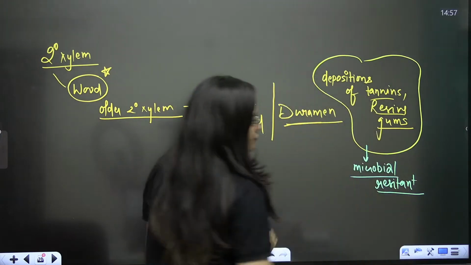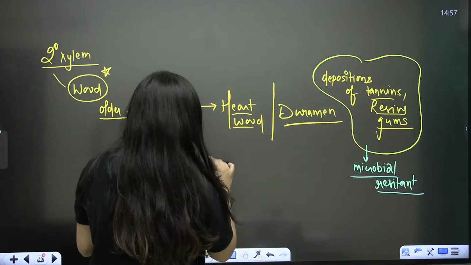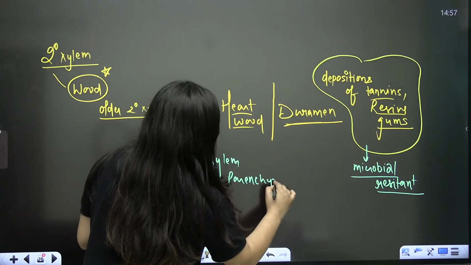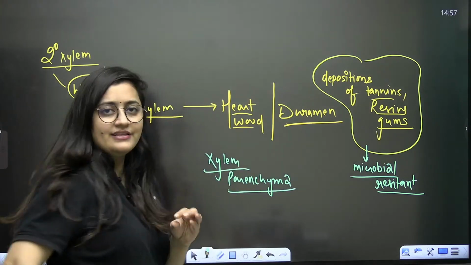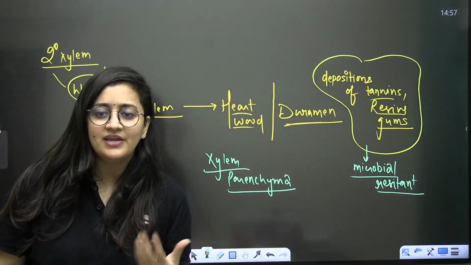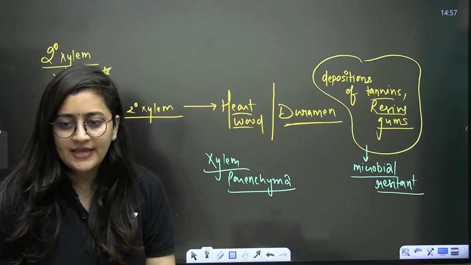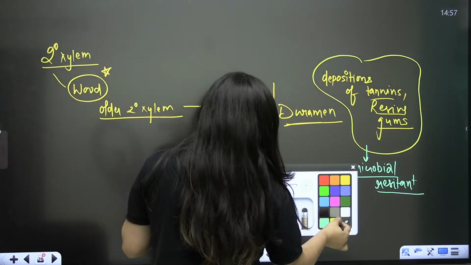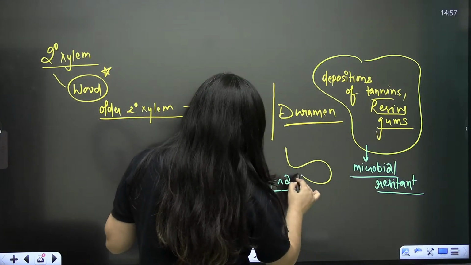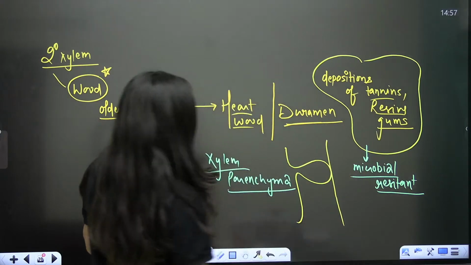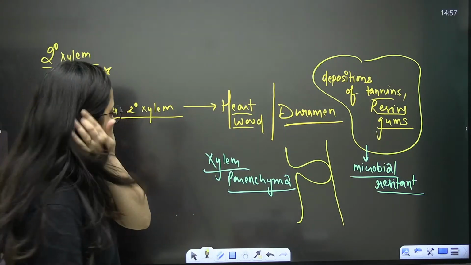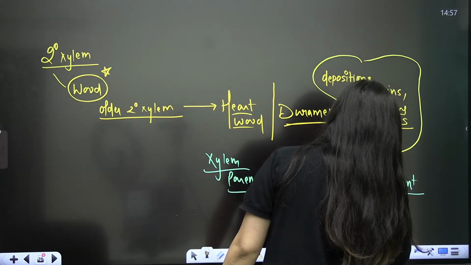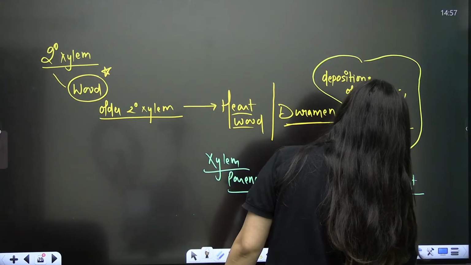And with time, what is going to happen? You know that in xylem we have the xylem parenchyma. In the xylem, we are also having the xylem parenchyma. Yes or no, students? Be quick. Yes, we have the xylem parenchyma. So this xylem parenchyma in this heartwood will form some outgrowths. These outgrowths will be there in the lumen of vessels.